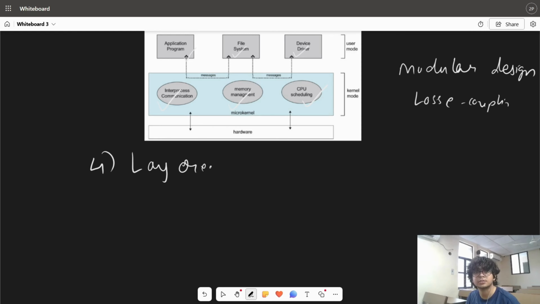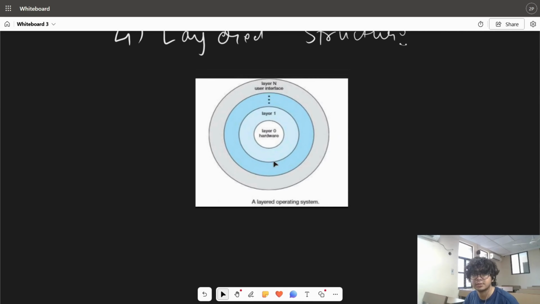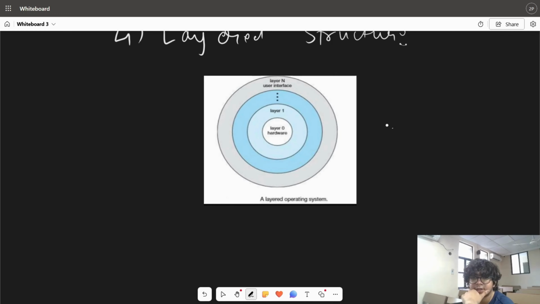So in layered structure, let me show you the diagram for the same. So basically the name itself suggests there would be layers. So layer 0 would be hardware. Then similarly हार्डवेयर के बाद जो भी चीज़ें आती है वो बढ़ती जाएगी एंड वो नेक्स्ट लेयर से कनेक्टेड होगी.